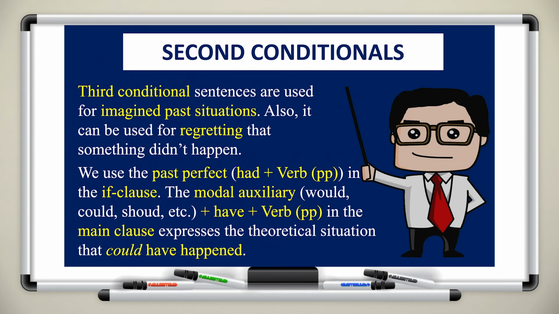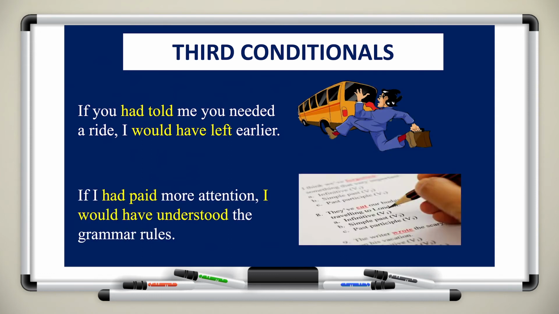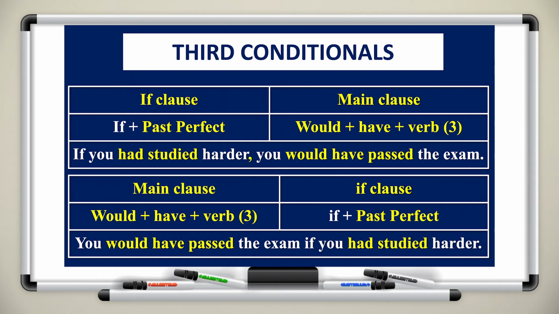So let's look at how it's formed. For example, I can say, if you had told me you needed a ride, I would have left earlier. Or if you had paid attention, you would have understood the grammar rules. Now we can analyze how it's formed by looking at the if clause and the main clause. In the if clause, you have if plus the past perfect verb, and in the main clause you have would, have, and the verb in the past participle, verb 3. How is this formed? Let's look at an example.